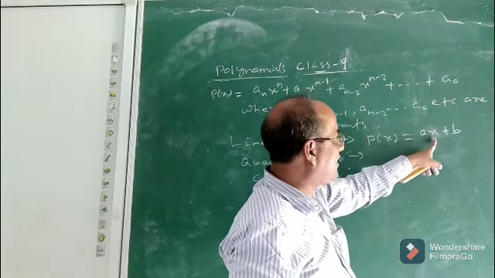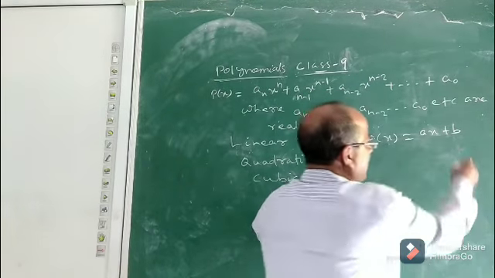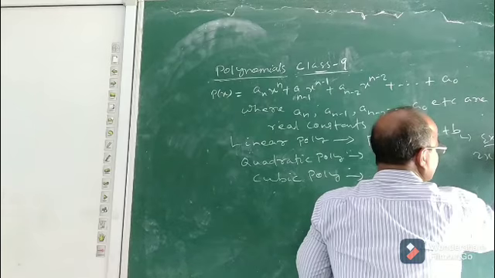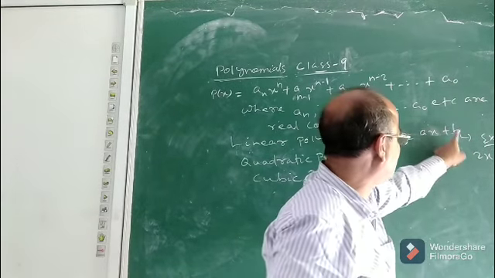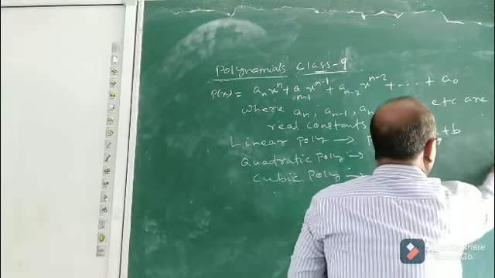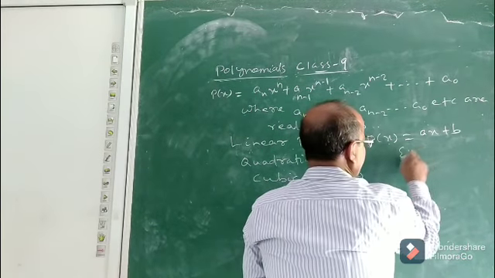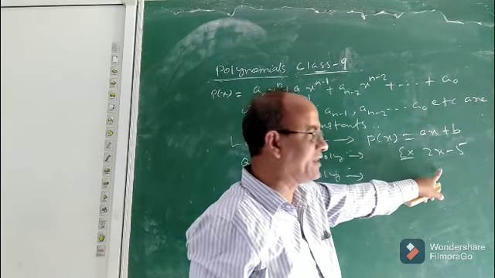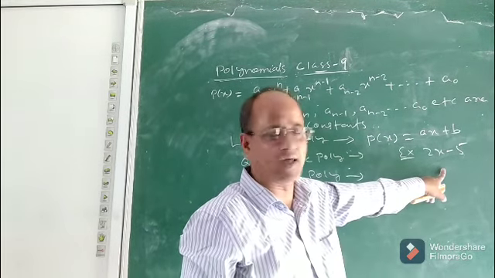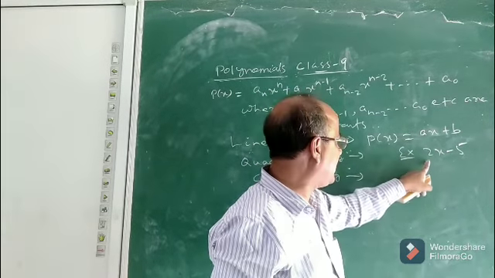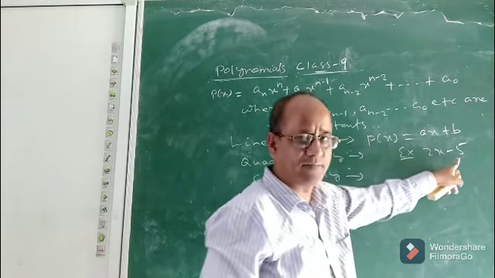That means every linear polynomial will be in this form. I am giving an example: 2x minus 5. You see, the value of a is 2, the value of b is minus 5. So clearly, this is a linear polynomial, or first degree polynomial in variable x, and it is in this form ax plus b, where a is 2 and b is minus 5.